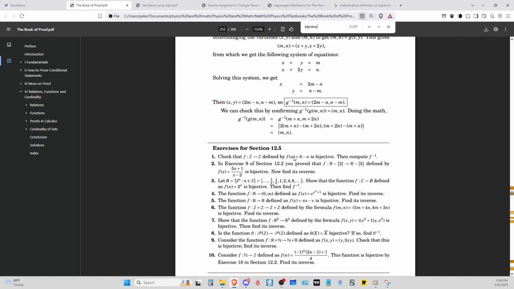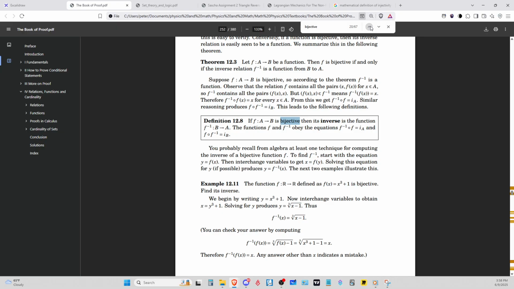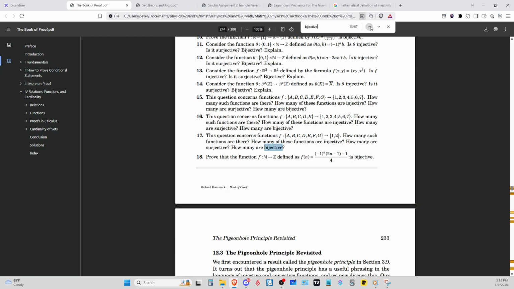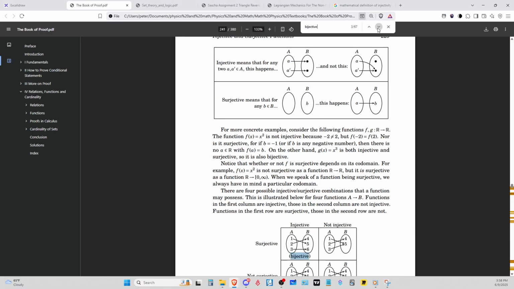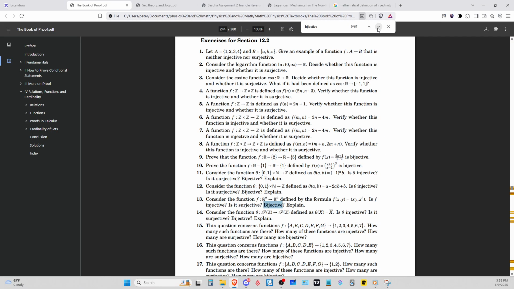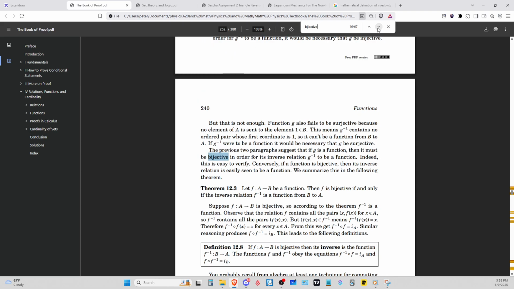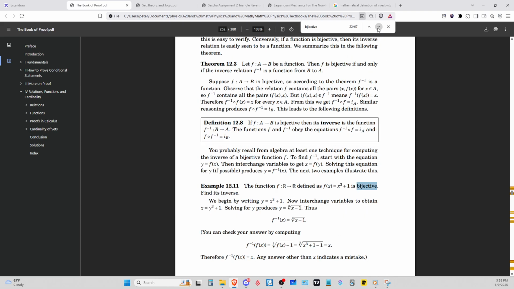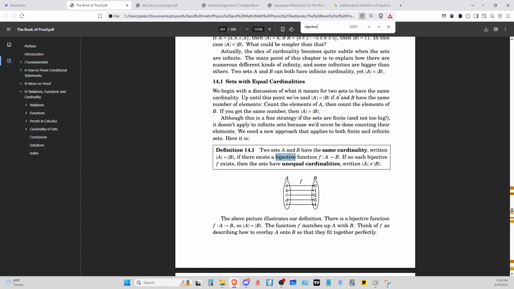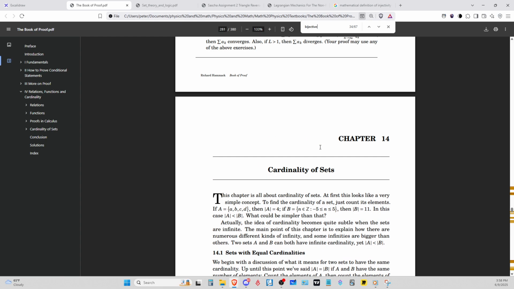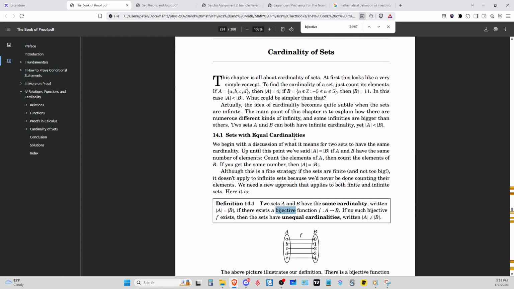Let me just take another look there. Where's that definition? It's here somewhere. There it is. So what chapter is this? Oh, it's cardinality of sets. That's why I didn't know that, because that is actually a really interesting definition.